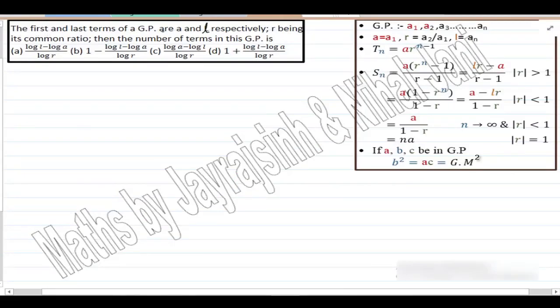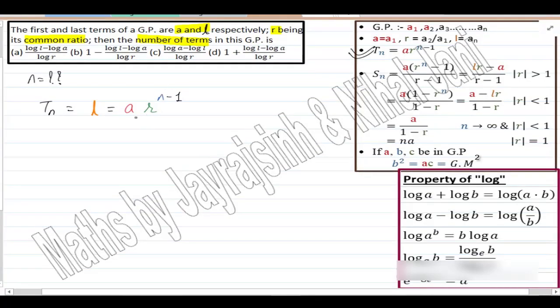The first and last term of a GP are A and L respectively, and R is the common ratio. Then we have to find the number of terms, N, in the GP. Okay, no problem. We should find out the value of N, and for that we are going to use the formula of Tn. Actually Tn, which is our last term, will be A R raised to N minus 1, right? We have to make N the subject, which is in the power. So to make N the subject, we should use log on both sides. So on the left side we will get log L, and on the right side we will get log of A R raised to N minus 1 as it is.